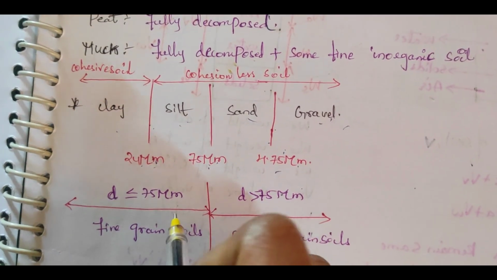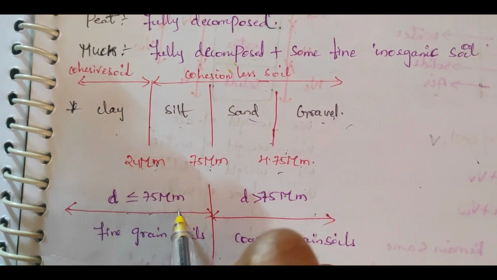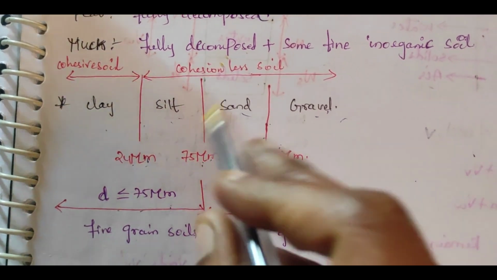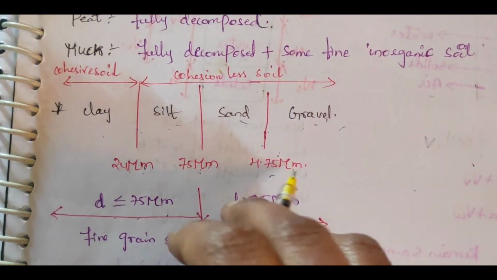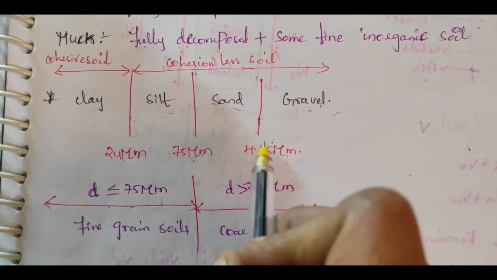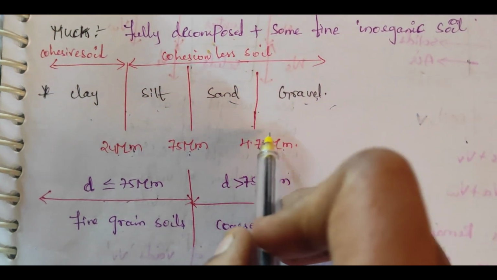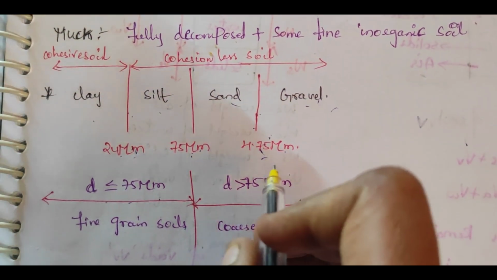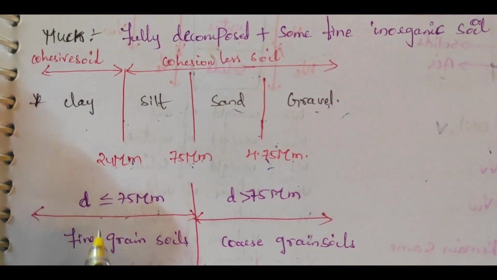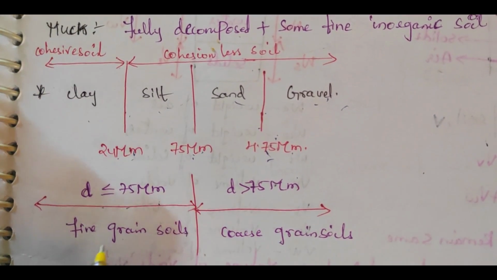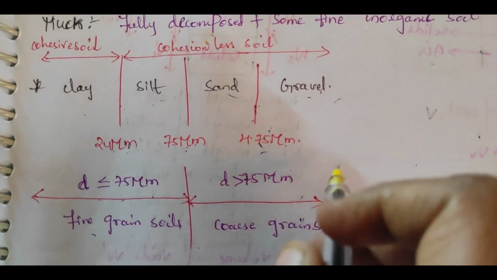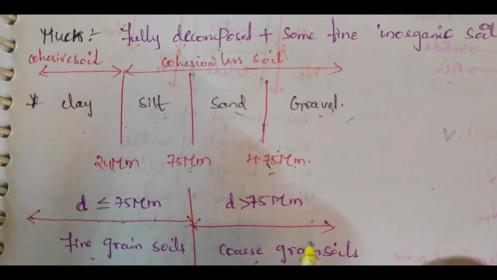And also we can see that D less than or equal to 75 micrometers is called fine grain soils. There will be one sieve; if the soil passes through 4.75 millimeter sieve, then that is called sand, and if greater than that, it is called gravel. Like this, the fine grain and coarse grain soils are also classified. D less than or equal to 75 micrometers is called fine grain soils, and D greater than or equal to 75 micrometers is called coarse grain soils.